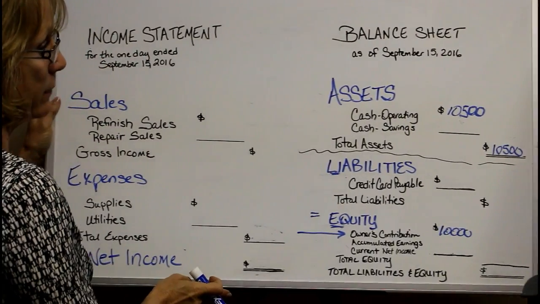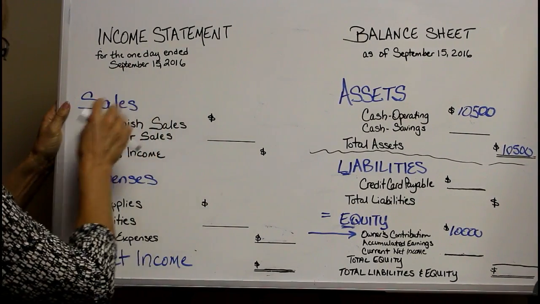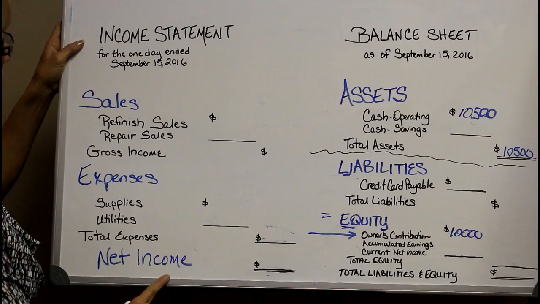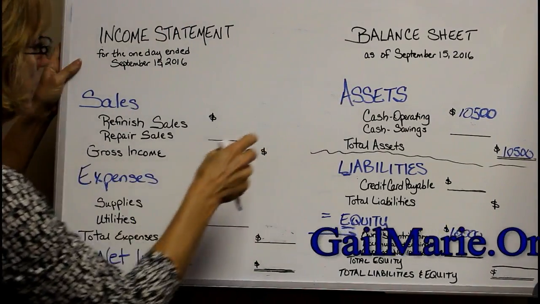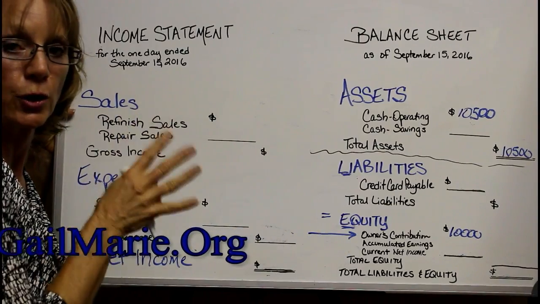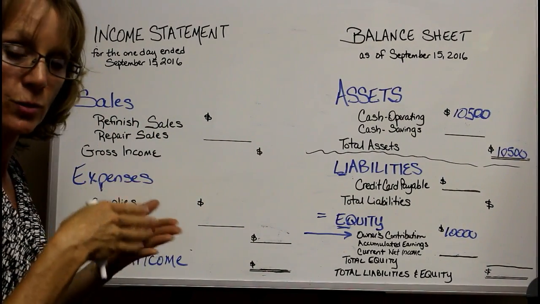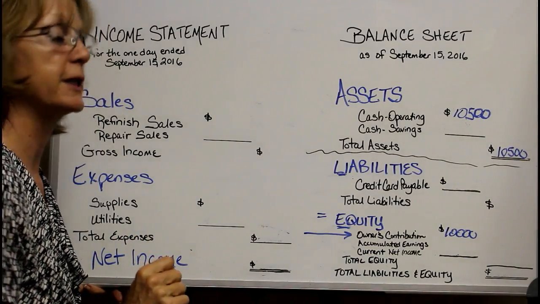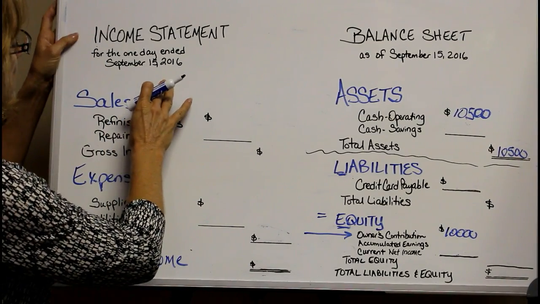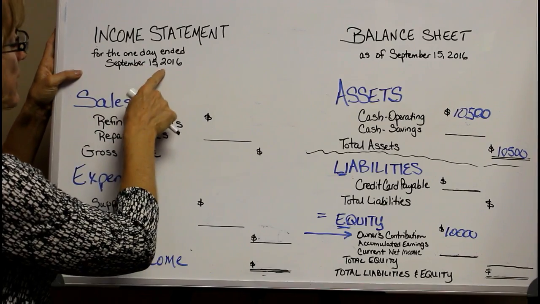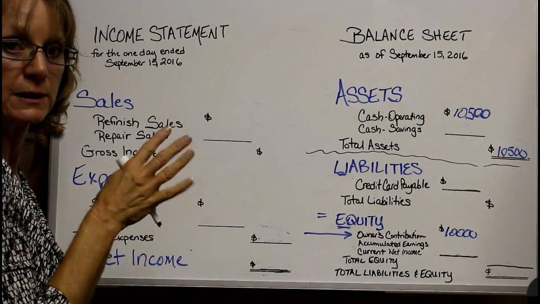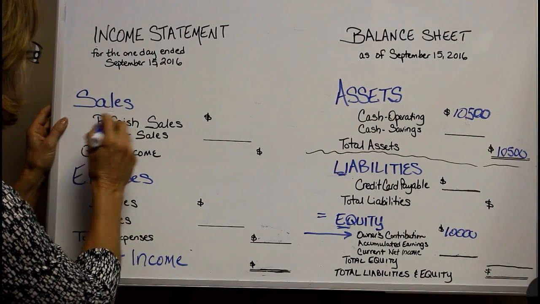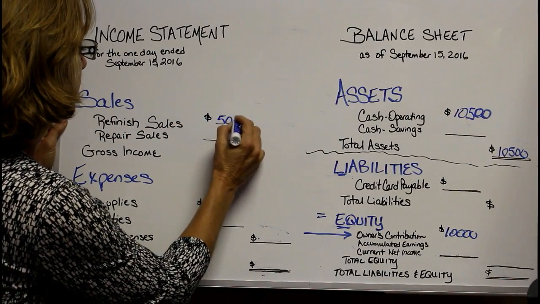Well, this is where the income statement comes in. The income statement records sales less expenses equal the net income. Now, something to note about the income statement, the balance sheet is from the beginning of time, but the income statement only covers the current year. And our current year is normally January through December. There are others, but again, we're going to cover those in later videos. So this particular income statement is for the one day ended September 15th, 2016, because Jack just opened his business. So we're going to come over here for the other side of the entry and record that 500 in the refinish sales account. 500.